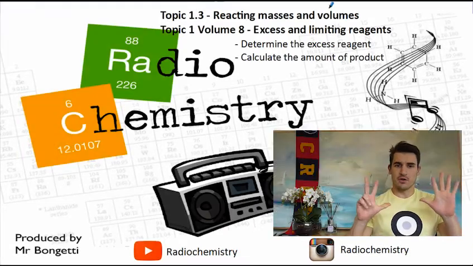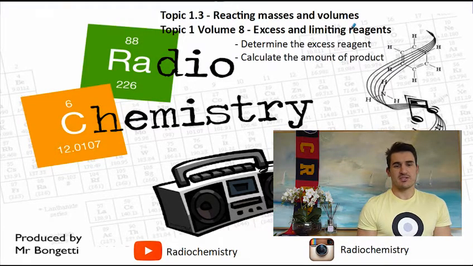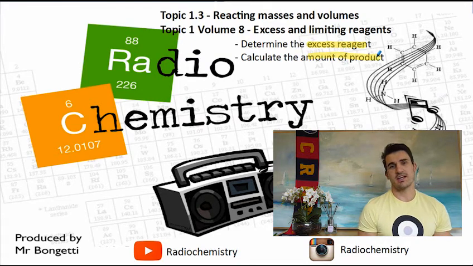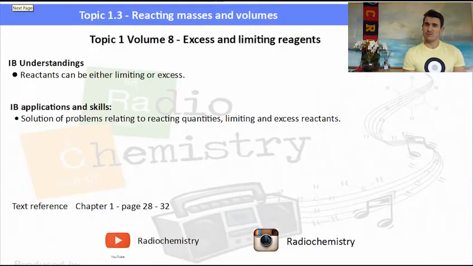So topic 1, volume 8, excess and limiting reagents. We look at how to determine the excess reagent and then how we can calculate an amount of a product from that. IB understandings: reactants can either be limiting or excess, we'll talk about that today, and we need to be able to work out the solutions to problems involving excess and limiting reagents.